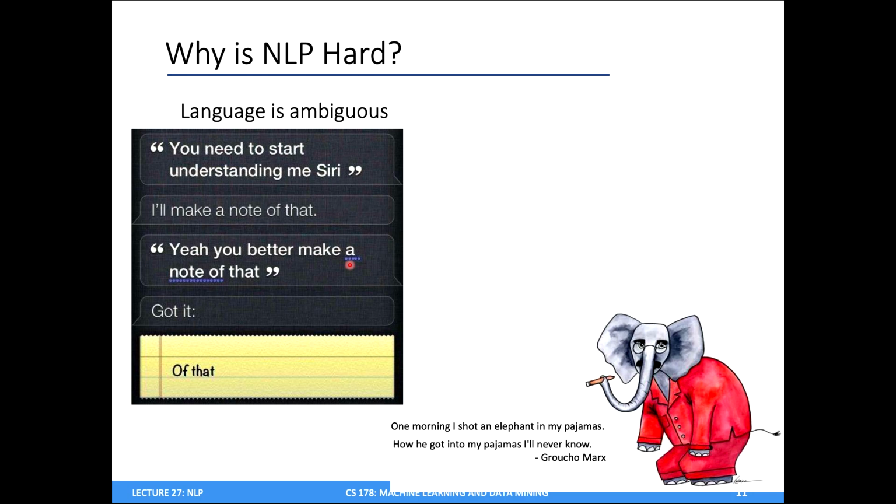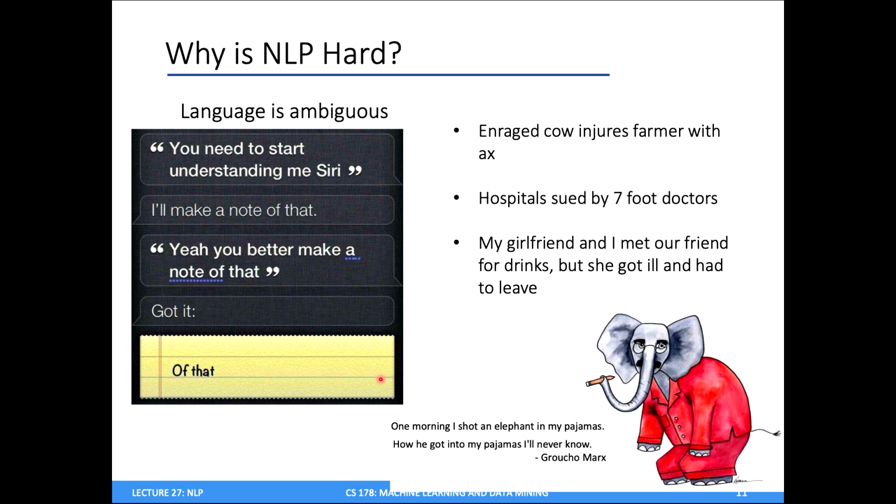Okay, another fun example of how language can be inherently ambiguous to work with is a quote from Groucho Marx. "One morning I shot an elephant in my pajamas. How he got into my pajamas, I'll never know." So there are lots of fun examples like this where there are multiple meanings to a piece of text. For example, enraged cow injures farmer with an axe. Well, is the farmer holding the axe or is the cow holding the axe? Hospital sued by 7-foot doctors. Well, either these are really tall doctors or you've got 7 podiatrists who are suing the hospital.